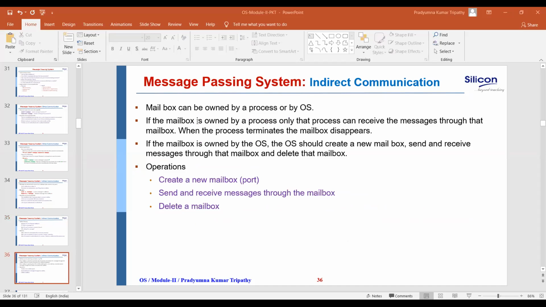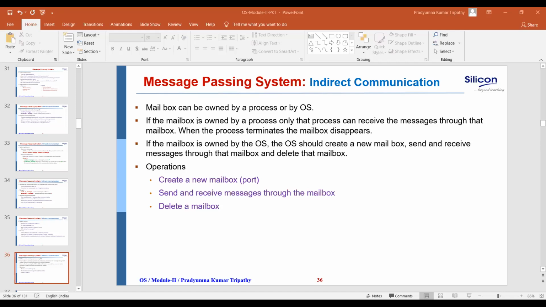The mailbox can be owned by a process or by the operating system. So who will be creating this mailbox? This can be owned by the operating system. If the mailbox is owned by a process, only that process can receive the message through that mailbox. When the process terminates, the mailbox disappears. If the mailbox is owned by the operating system, it should create a new mailbox, send and receive messages through the mailbox, and once it is done, the mailbox can be deleted by the operating system.